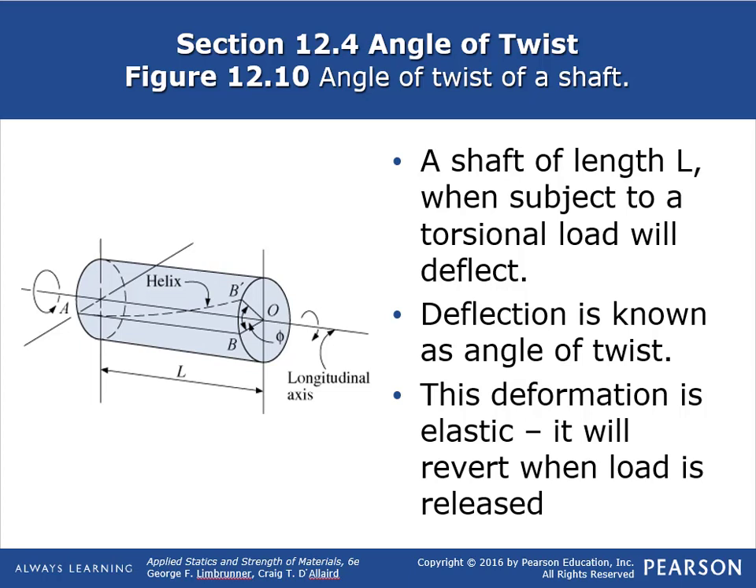So a shaft of length L, when subject to a torsional load, will deflect. This deflection is known as angle of twist. Again, this is elastic deformation. It will revert back to its original form when the couple or the torque is removed.